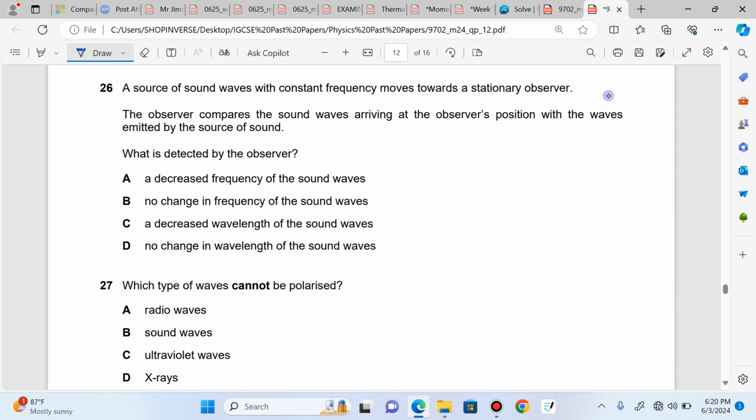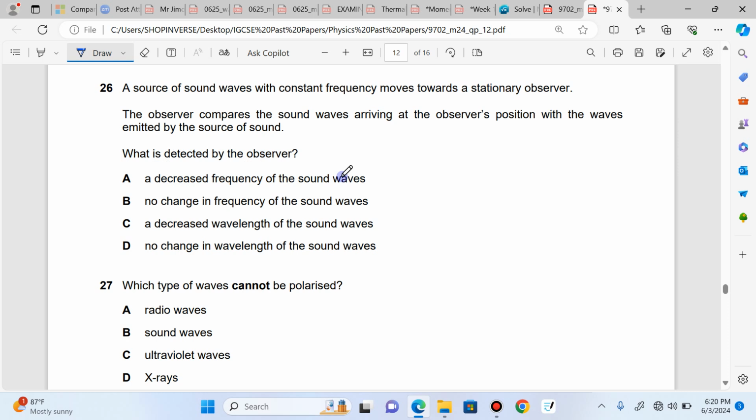So we go to question number 26. A source of sound waves with constant frequency moves towards a stationary observer. The observer compares the sound waves arriving at the observer's position with the waves emitted by the source of sound. What is detected by the observer? A. A decreased frequency of the sound.